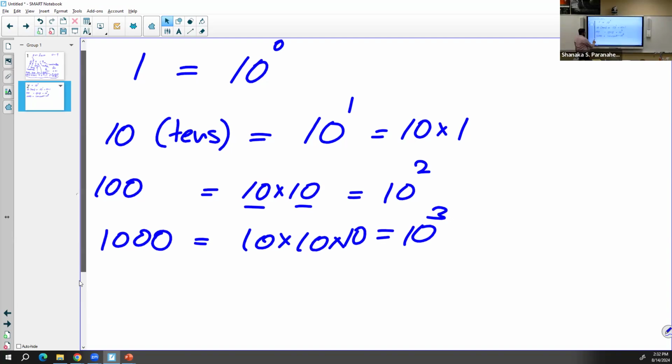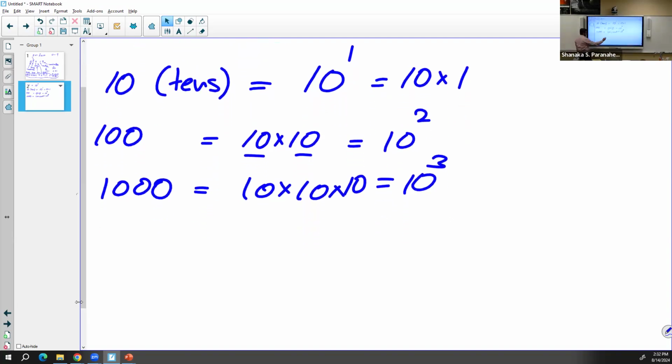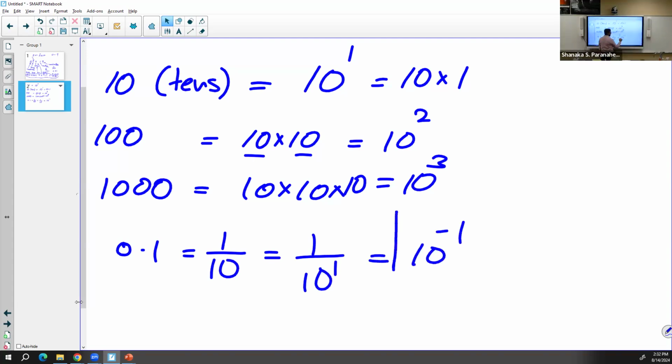When it comes to the decimal side of a digit, the tenths place is 0.1. This is equal to 1 divided by 10. So we can write 1 divided by 10 as 10 to the power 1, because 10 is equal to 10 to the power 1, but it's in the denominator. So we can switch the numerator and denominator and write it as 10 to the power -1. So decimal place values are going to get negative exponents. So the tenths place is going to be 10 to the power -1.